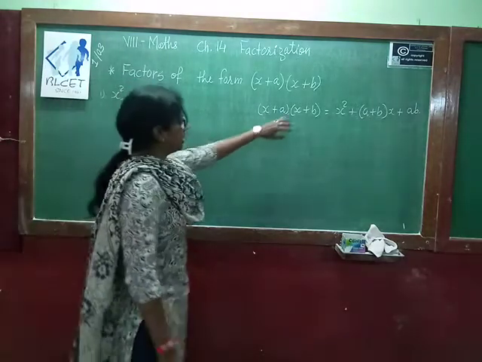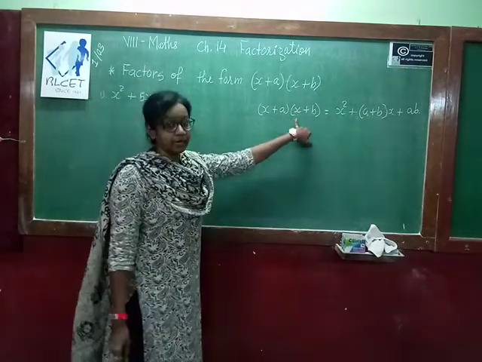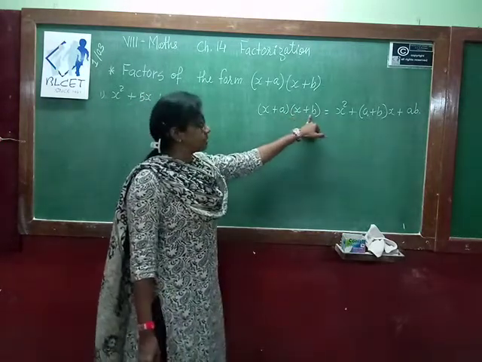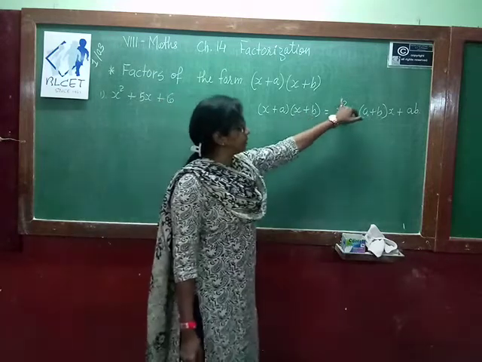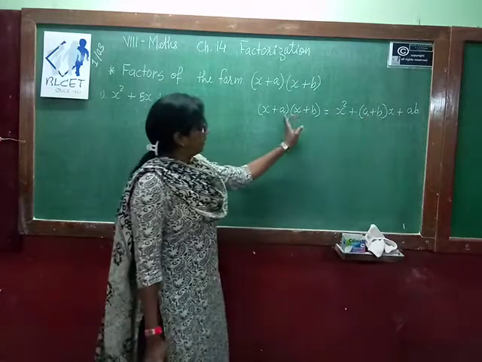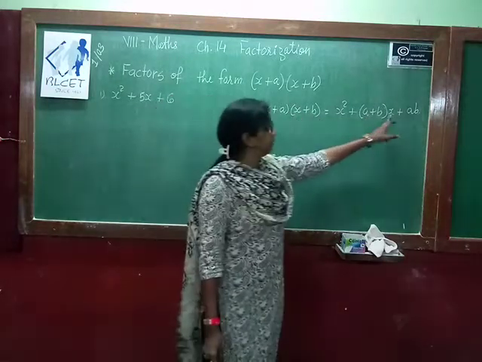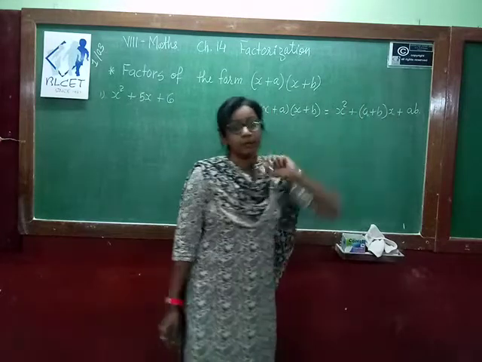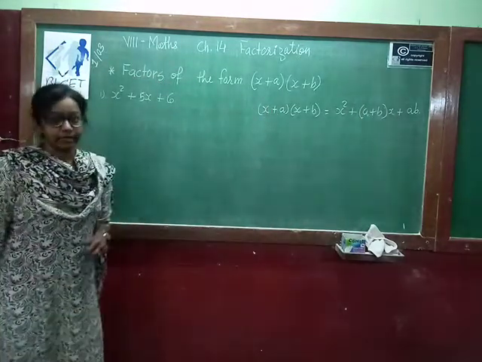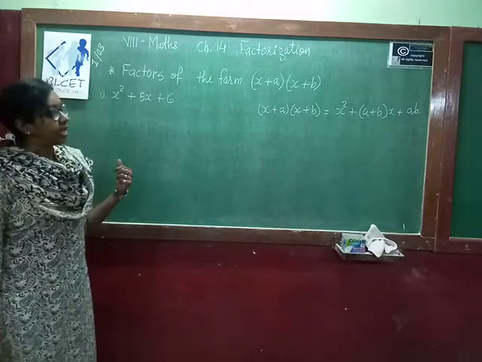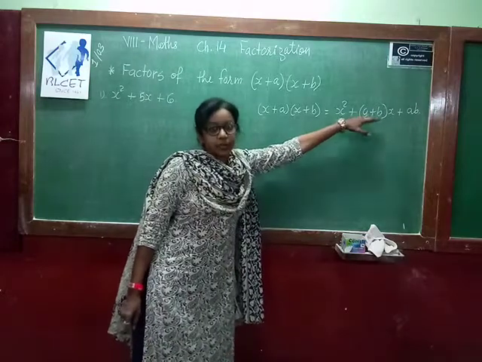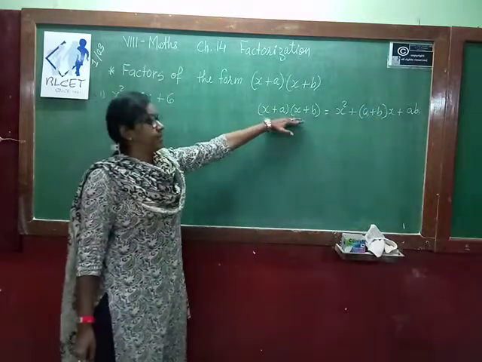We have already learned how to expand this. That is, the first term is the same but the last term is different. So what we have to do? First term square plus, in bracket, the addition of a and b, multiplied by the first term, plus the multiplication of the last two terms. Okay, so this we already learned. Now we apply this in the reverse form: we are given this as a question and we have to obtain its answer like this.